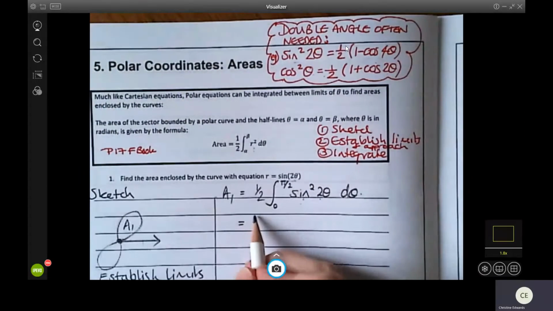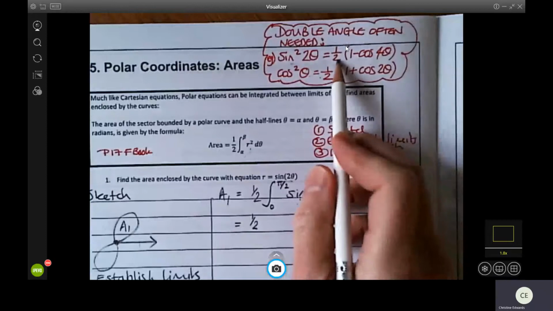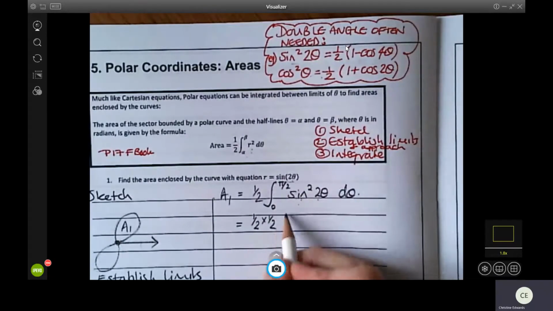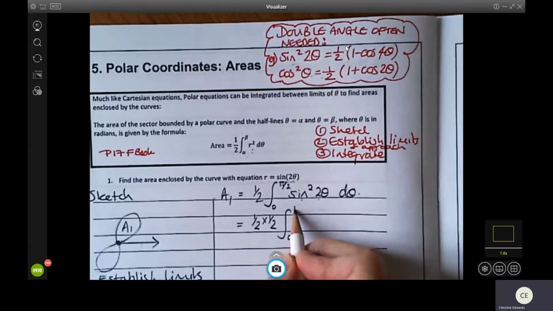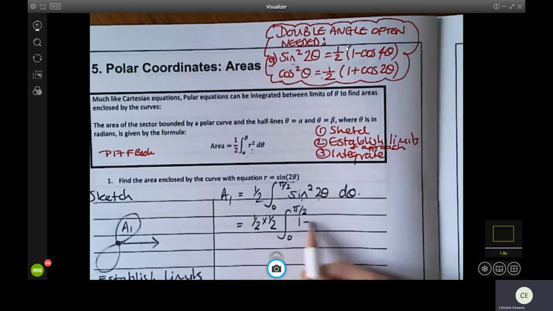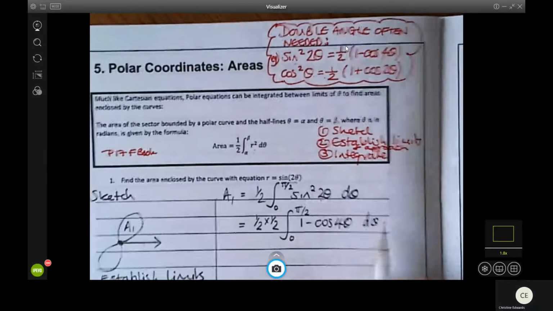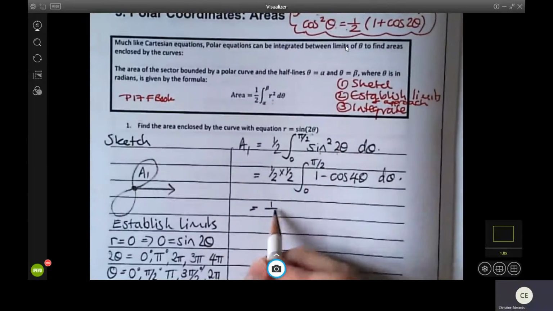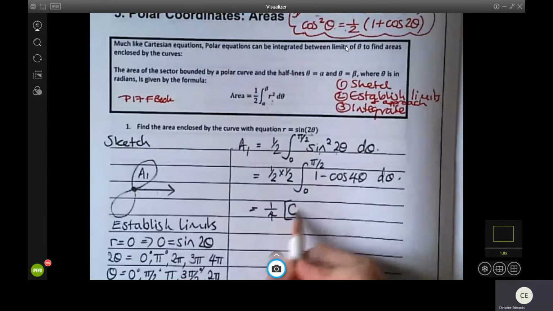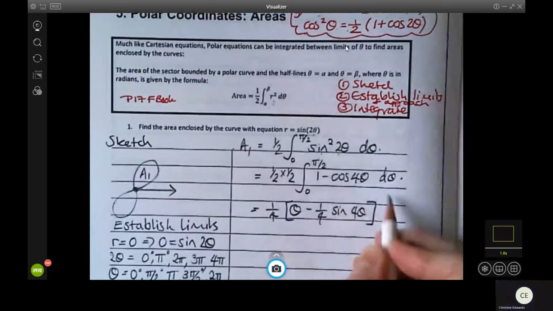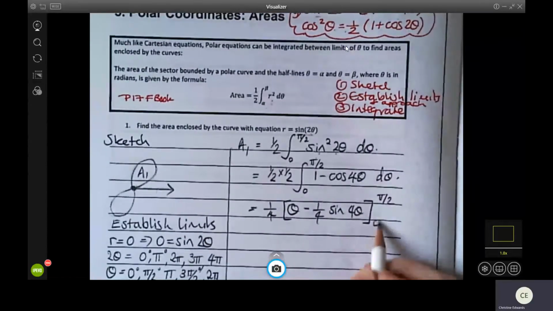I have a half. I also have a half in my formula, so that's going to give me another half to bring outside the integral sign, 0 and pi over 2. And I've got 1 minus the cos of, and it's 4 theta because I have 2 theta in my question. Simplifying and integrating, we get a quarter theta minus a quarter sine 4 theta, pi over 2 and 0.